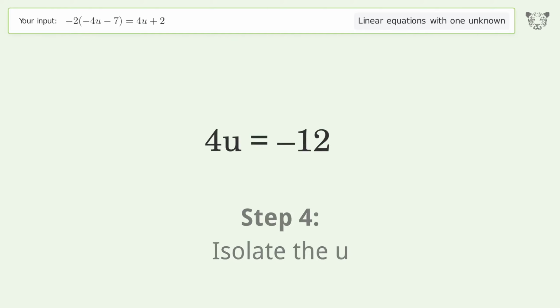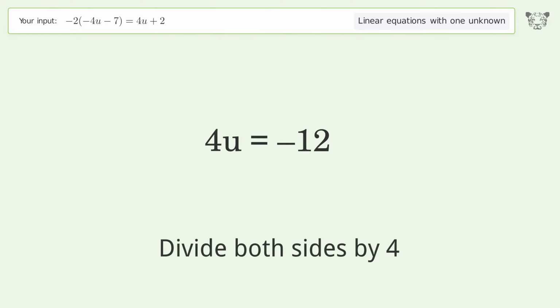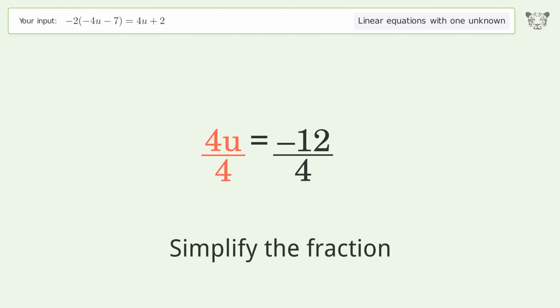Isolate the u. Divide both sides by 4. Simplify the fraction.